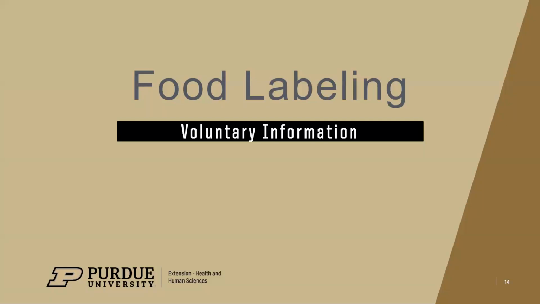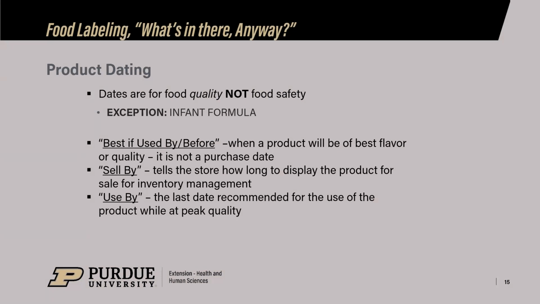Now I'll be talking about voluntary information that is put on food labels. Manufacturers provide the product date on food labels, and these are not expiration dates, which a lot of people think they are. It just tells you when's the best time to eat the food and get the best quality of it. So when you see best if used by, sell by, or used by, those are examples that tell you when the food is at its best quality. But usually after those dates, the food is still safe to consume.